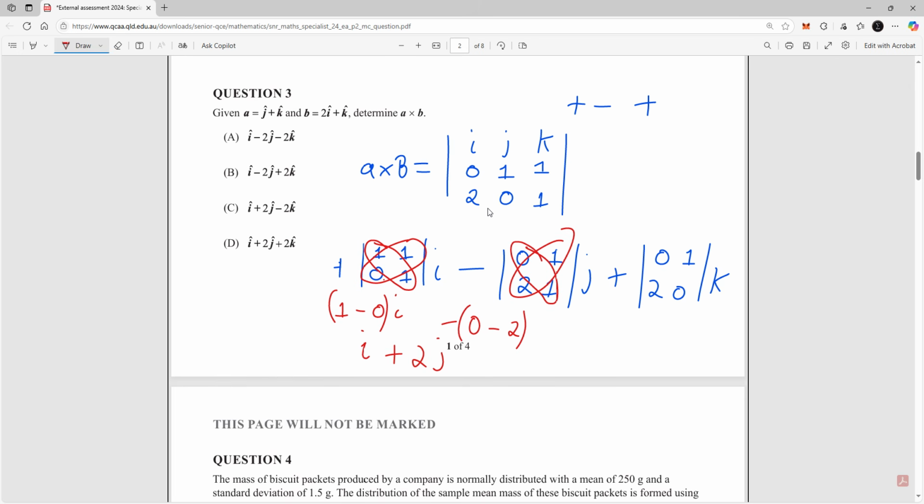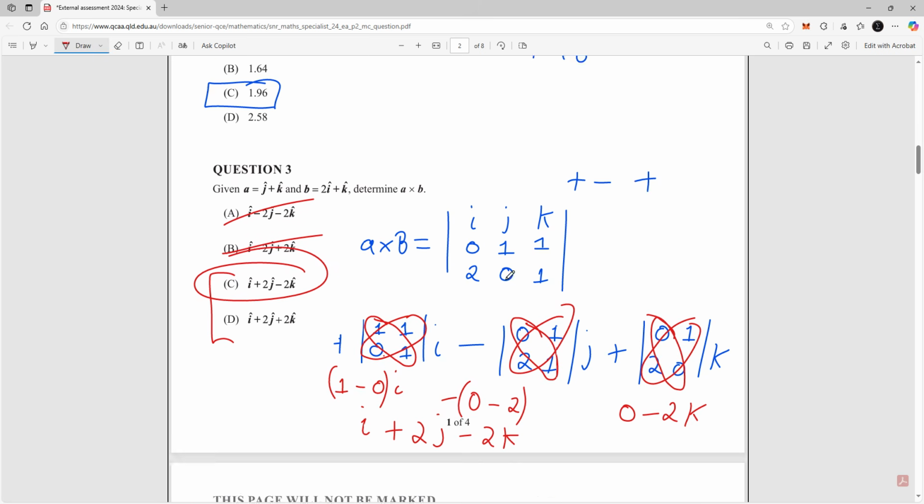Now we look for the answers with positive 2j, so it's got to be between C or D straight away, okay? There's no other option. These ones are incorrect because they've got negative j. Now here, multiply these two numbers, so that gives you 0, and then you go minus multiplying these two numbers, so minus 2k, okay? So it's going to be i plus 2j minus 2k. So the correct answer here is C, okay?